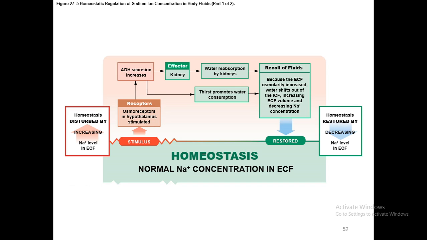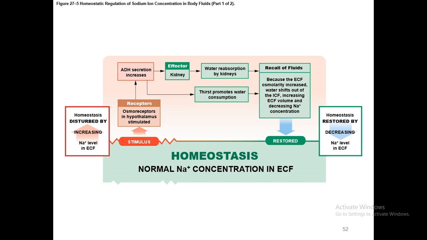Okay, so this diagram shows homeostasis, and homeostasis specifically of the sodium ions in the extracellular fluid. Remember that with homeostasis, we're always maintaining this balance. So if there is a stimulus, it's that detection of a change. For instance, the sodium level increases, so that's going to be detected by the receptors. The osmoreceptors in the hypothalamus would be stimulated, and they would stimulate the release of antidiuretic hormone, which is going to go to the kidneys and cause the kidneys to reabsorb more water. It also promotes the thirst centers so that you are prompted to drink more water.